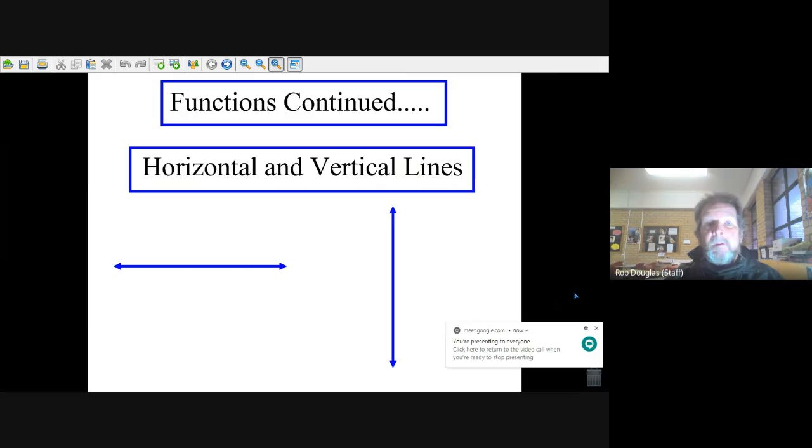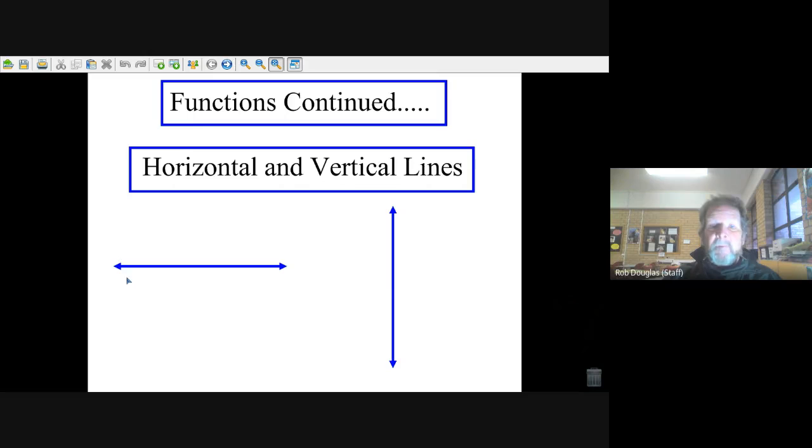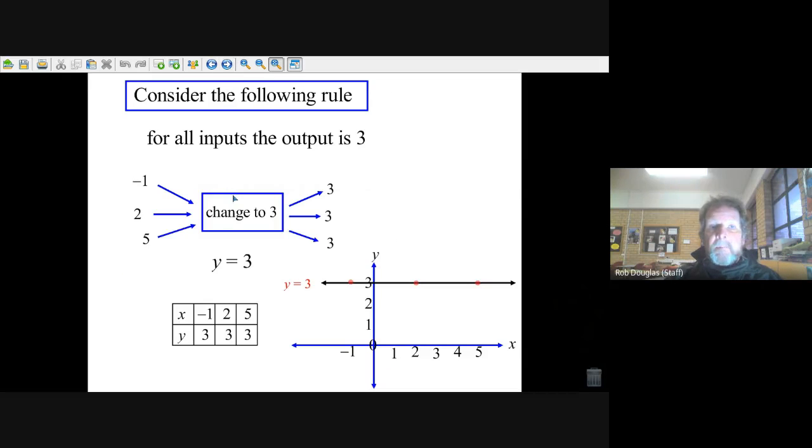Okay, today we're going to look at more work with functions, but we're going to look at horizontal and vertical lines. Horizontal means just like the horizon, it's a flat line, and a vertical line is straight up and down. Okay, so I want you to think about, we have these four ways of looking at functions.